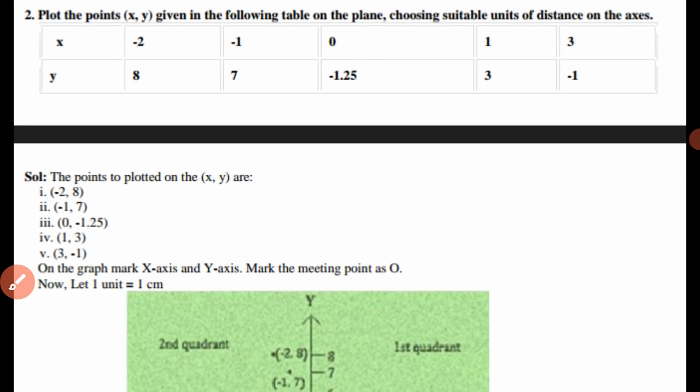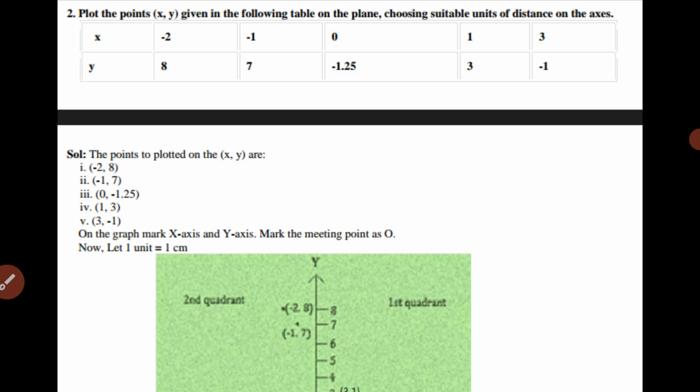So now your chapter is also finished. After this we will start the next chapter.